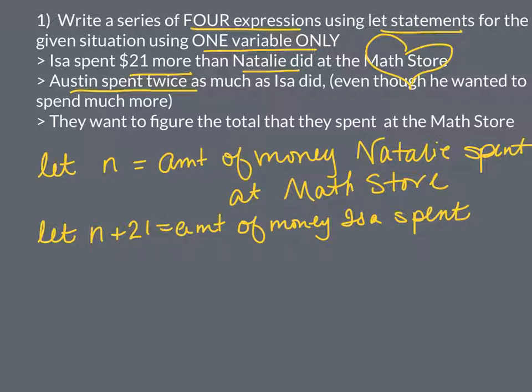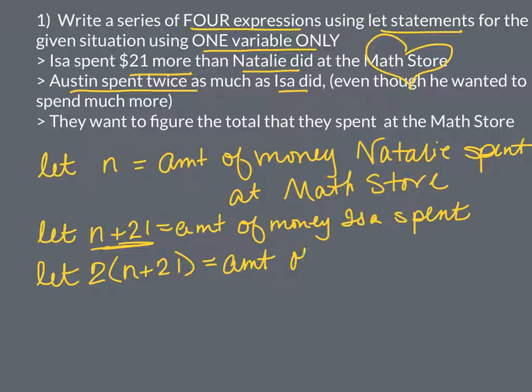Austin spent twice as much as Isa, even though he wanted to spend more. Obviously, I always want to spend far more at the math store. So Austin spent twice as much. That means we multiply. We multiply what Isa spent, which is this. So that means we need to put that inside a parentheses because it's going to be done first. So it's 2 times the quantity of n plus 21 equals the amount of money Austin spent.